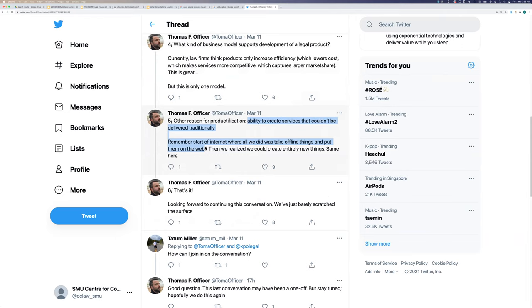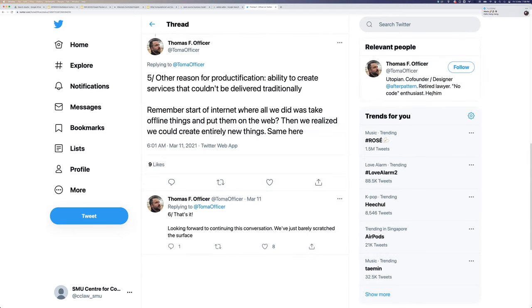The first stage, you transfer offline to online. And then the second stage is to create entirely new things. So he is excited about that possibility in the future. But what form it will actually take, I don't know.